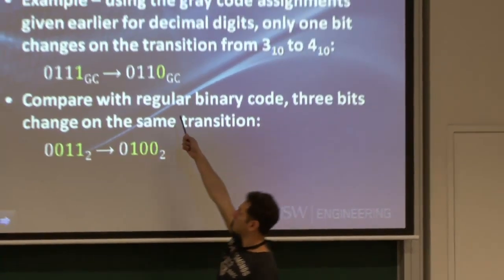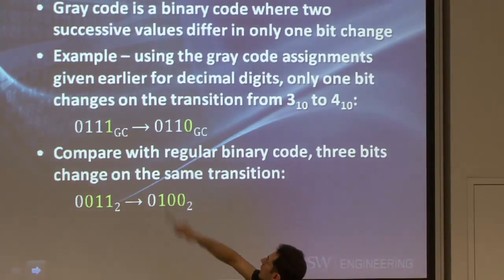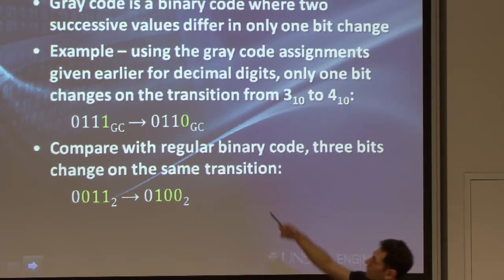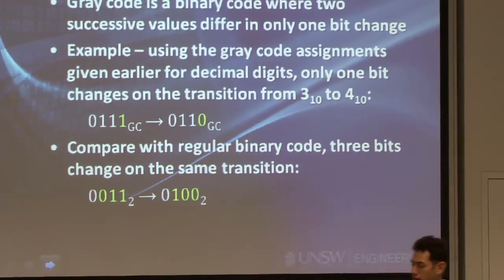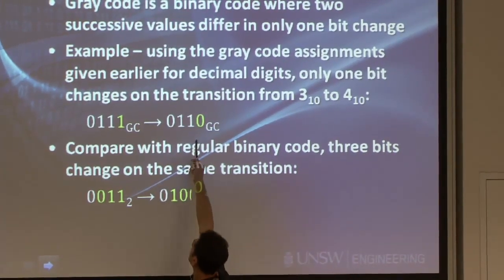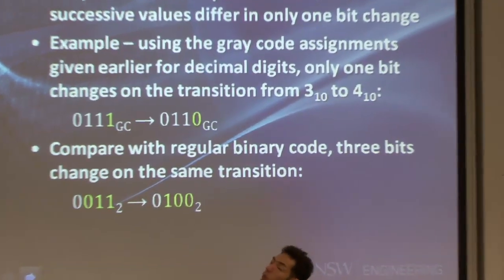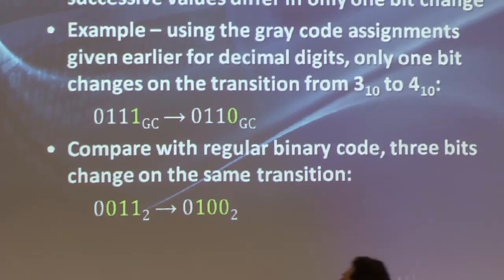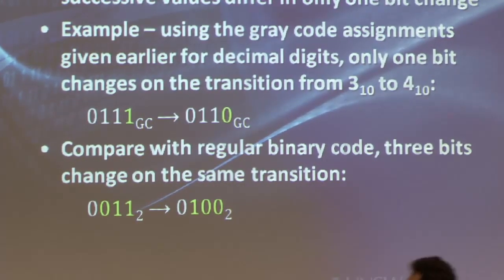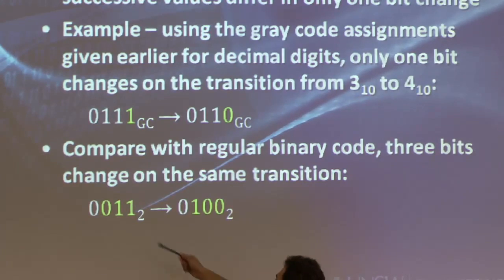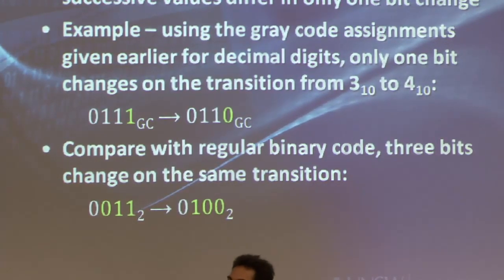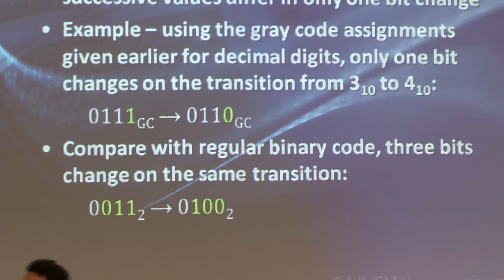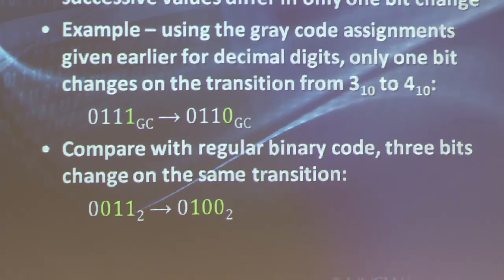So this is from the example I showed before. 3 in gray code will be this. 4 in gray code will be this, and there's only one bit change between them. If you took the regular binary codes, between 3 and 4, you actually get 3 different bit changes. Yeah? Is there a trick to creating gray code so they wrap that around?